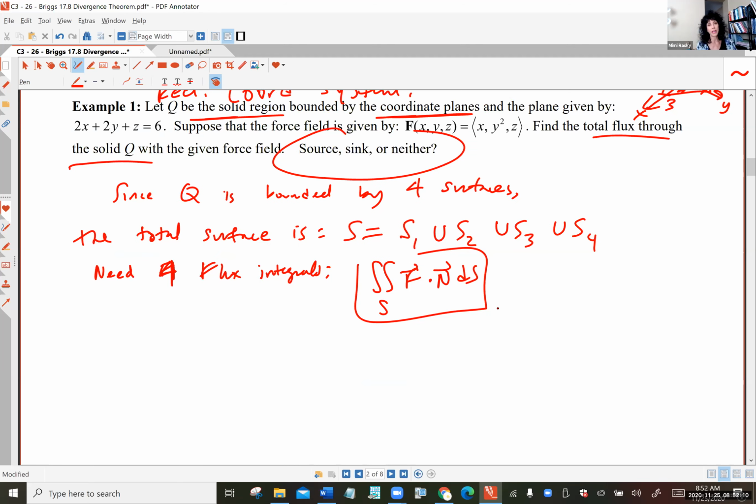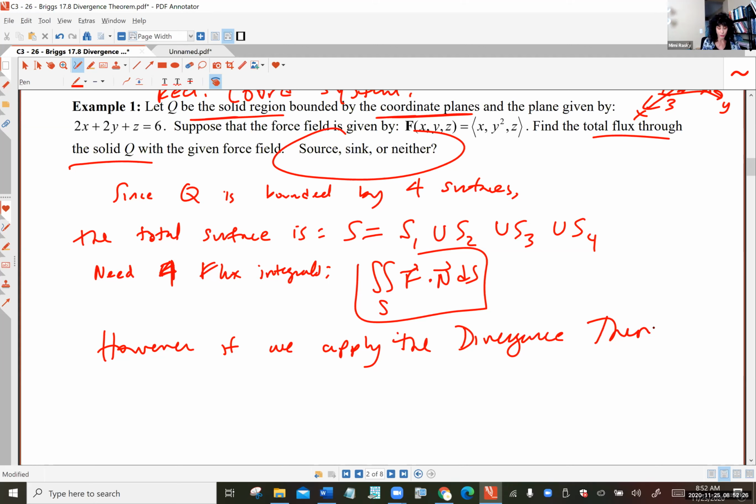And we're going to do a little bit of pain today just so you can appreciate it when we verify. But if we apply the divergence theorem instead, which we're going to do, we only have to do one big old triple integral, and that's it. And we get the total flux without having to do separate integrals. Nice. So first, let's get the divergence of F, because we're going to need it to apply the divergence theorem.